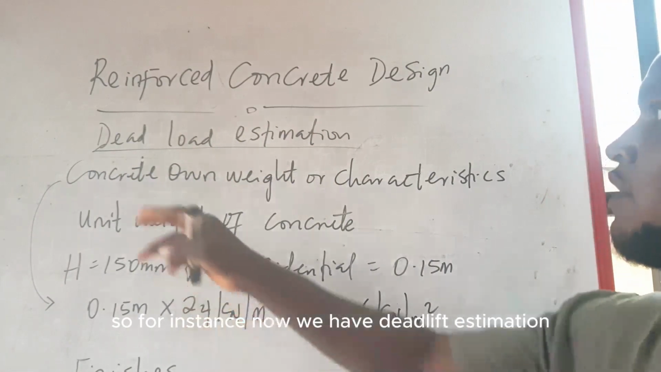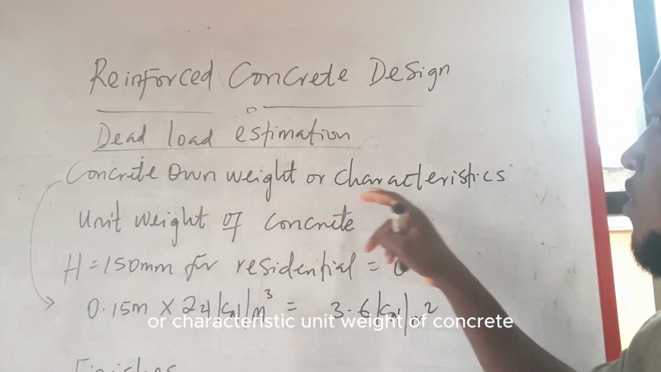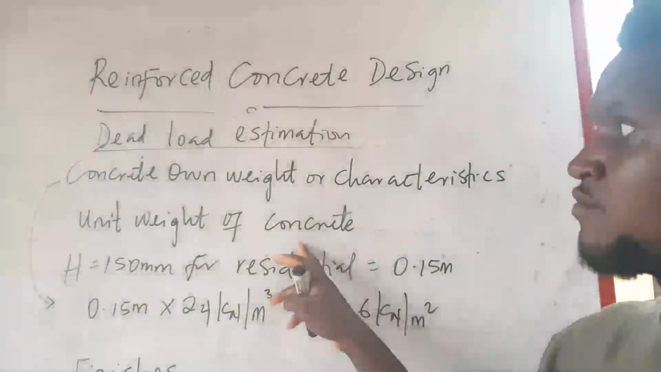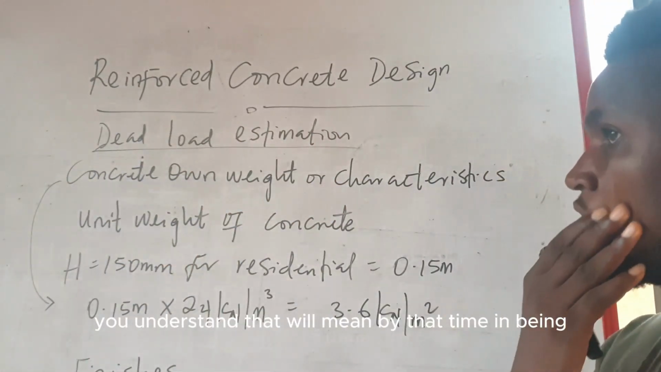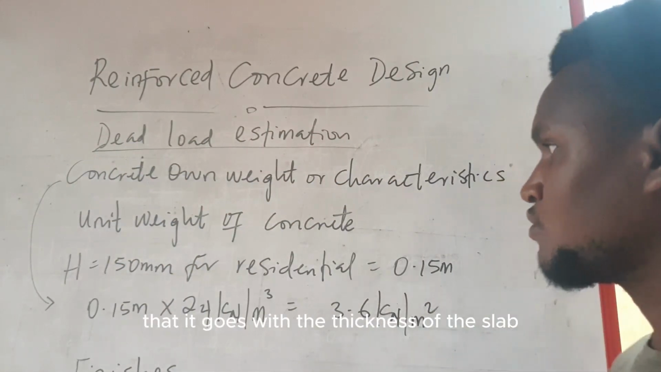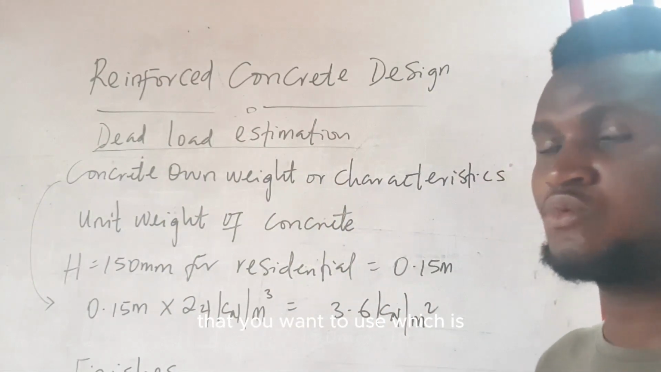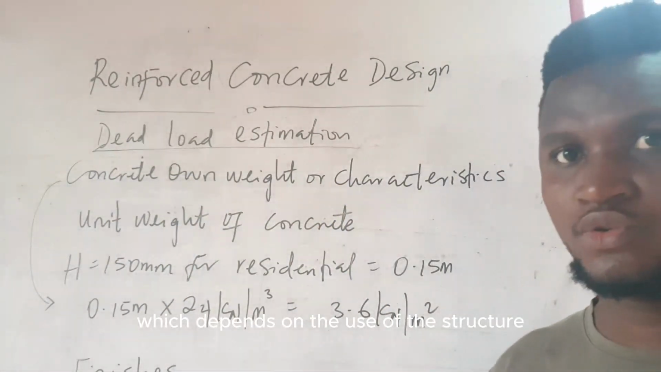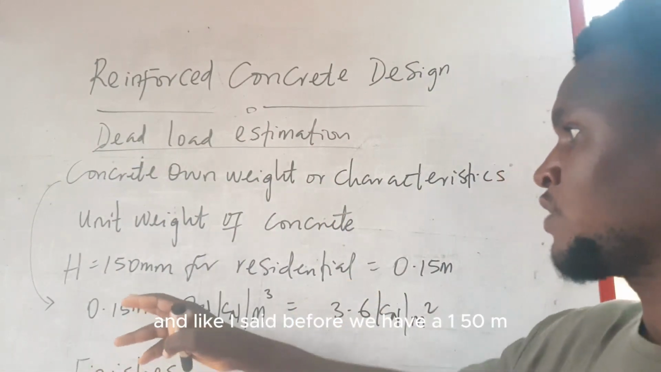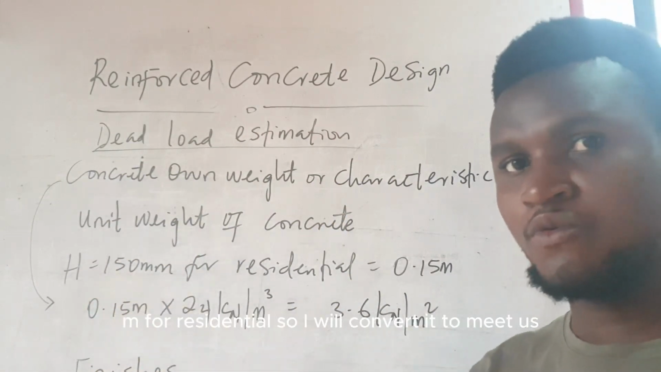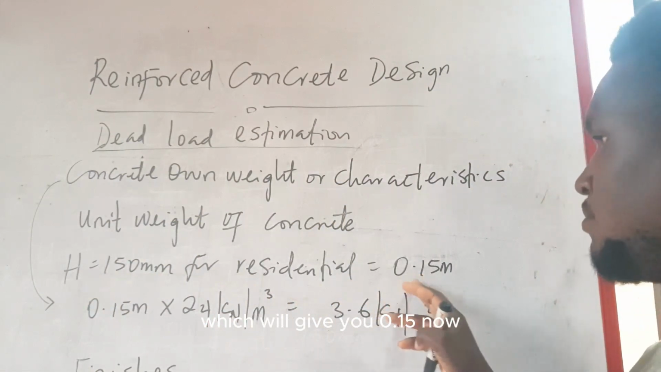So for instance, now we have dead load estimation, then we have the concrete own weight or characteristic unit weight of concrete. Concrete own weight, that means what will be the weight of your concrete. You understand? That's what we mean by that. And in doing that, it goes with the thickness of the slab that you want to use, which depends on the use of the structure. For instance, now we are going for residential, and like I said before, we have 150 mm for residential. So I will convert it to meters, which will give you 0.15.